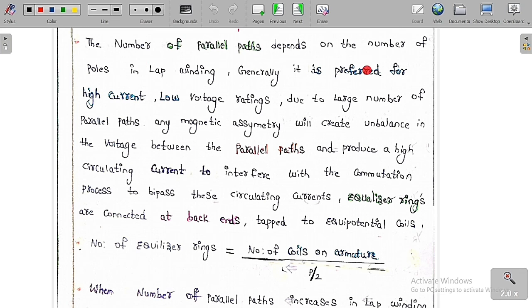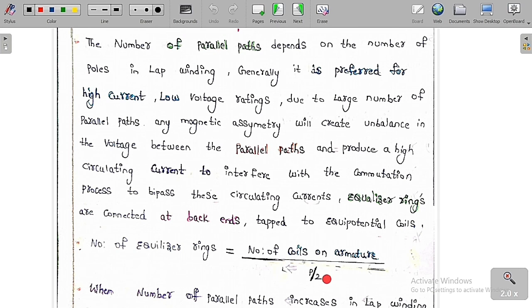The number of parallel paths depends upon the number of poles in the lap winding. Generally, it is preferred for high current and low voltage ratings. Due to the large number of parallel paths, any magnetic asymmetry will create an unbalance in the voltage between the parallel paths and produce a high circulating current, which interferes with the commutation process. To bypass the circulating currents, equalizer rings are connected at the back ends tapped to equipotential coils. Because of the equalizer rings, we remove the circulating currents produced whenever there is a magnetic asymmetry.